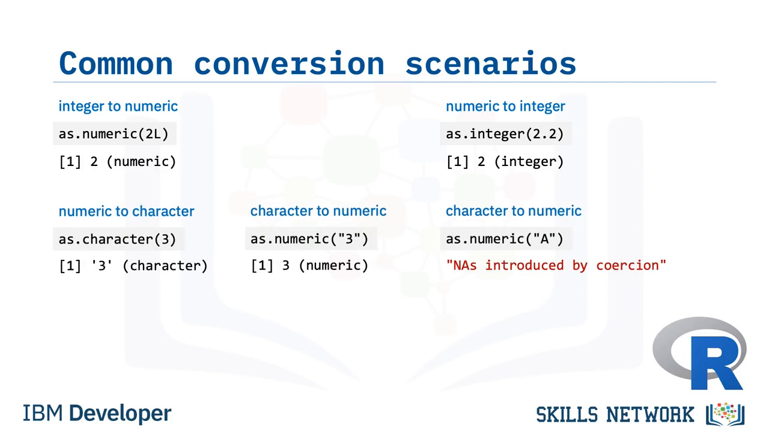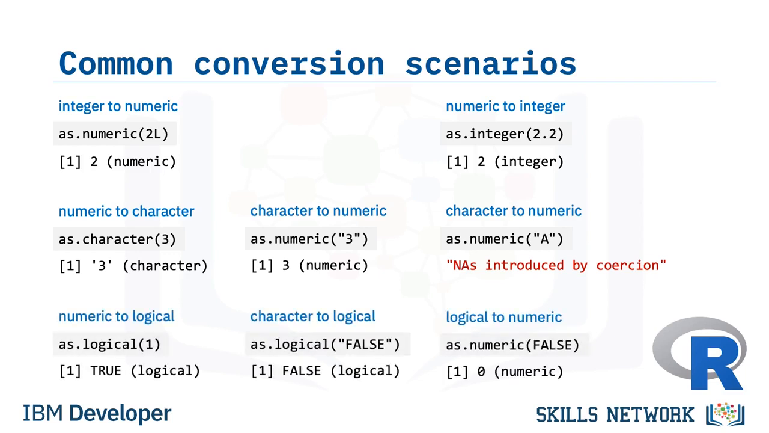You can also convert a numeric to its character form by using the as.character function, or convert a number stored as a character to a numeric by using as.numeric. However, if you try to convert a non-numeric character into numeric, R will raise an error indicating that the conversion is not allowed.